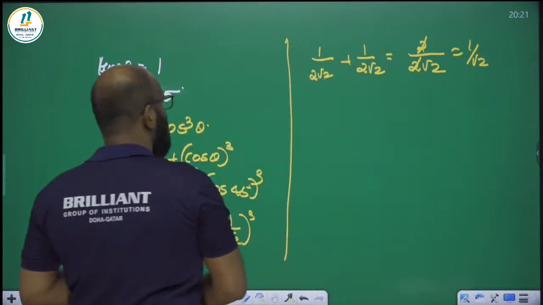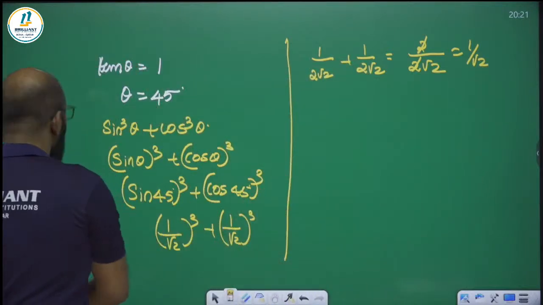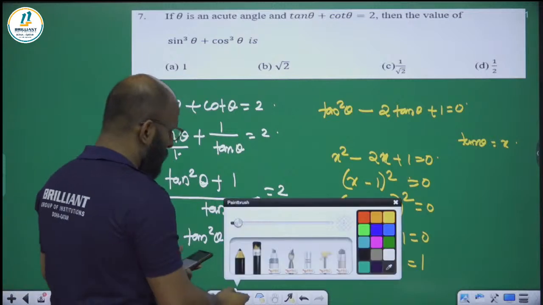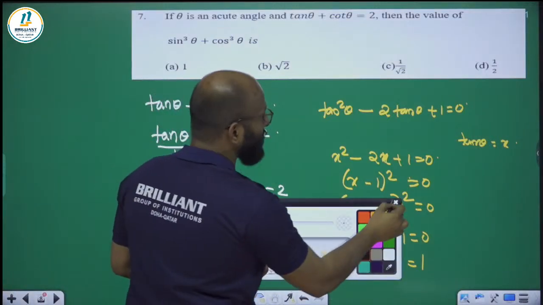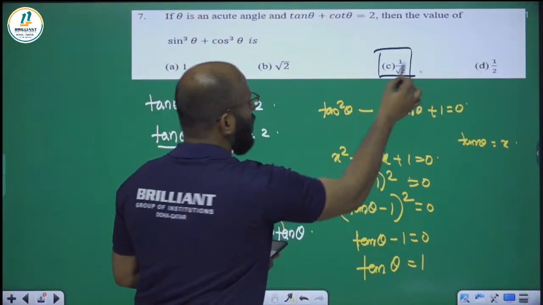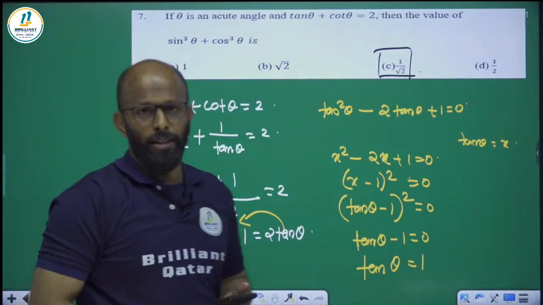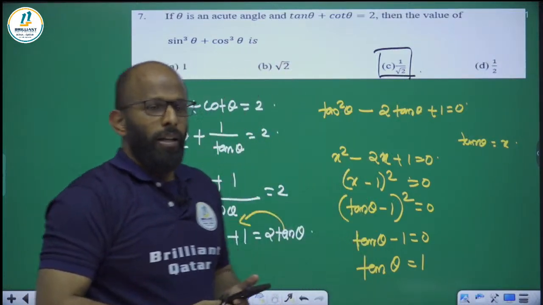So we'll check which option that is. Our final answer is 1 by root 2. Now we will check this one. Yes, there is an option, option C. Option C, 1 by root 2, is our answer. You got it? Yes.